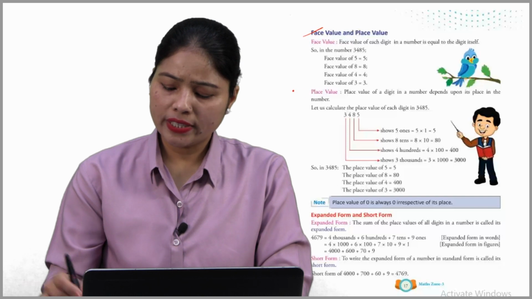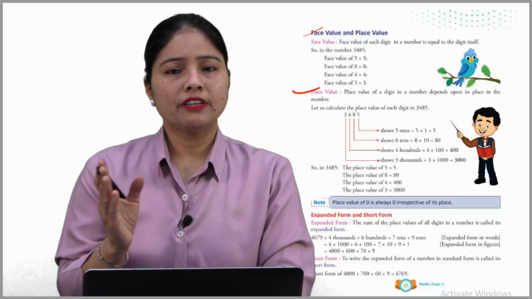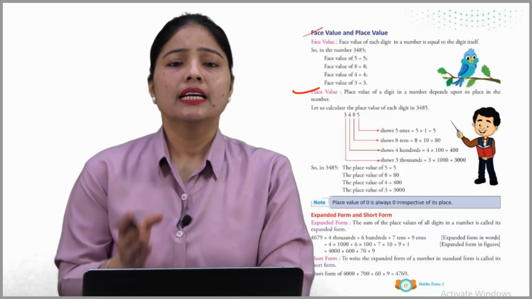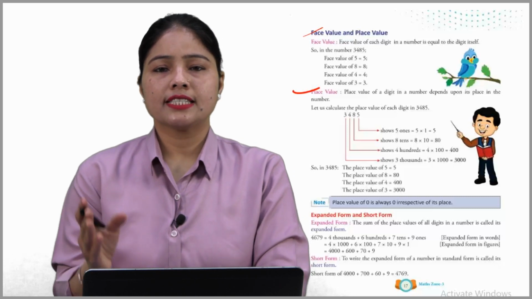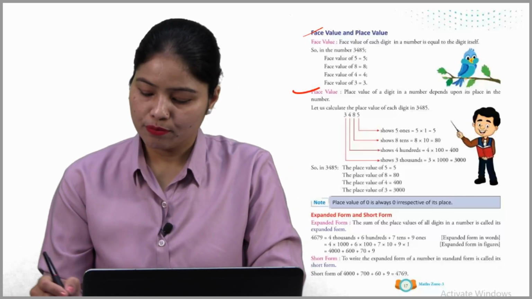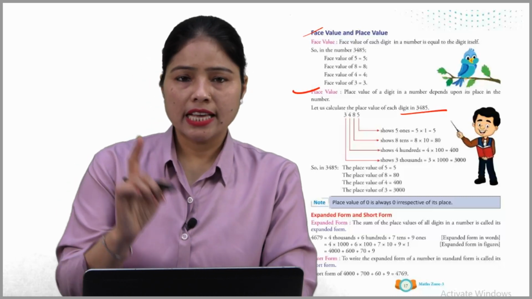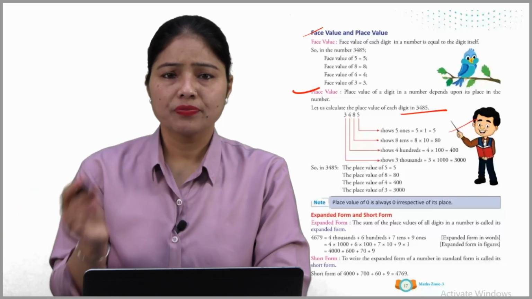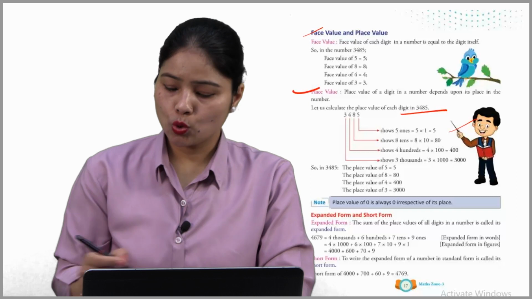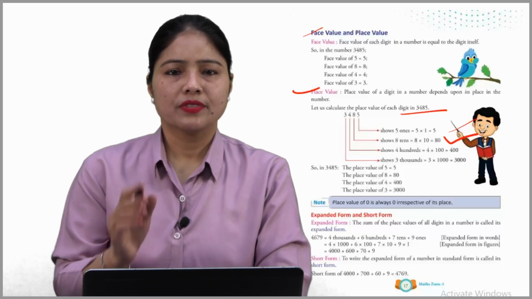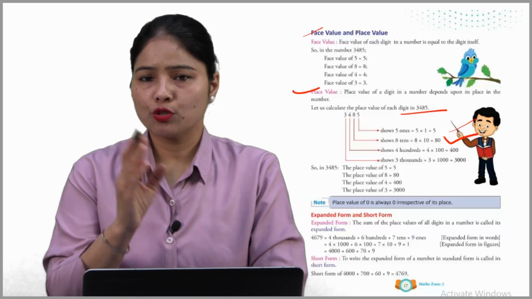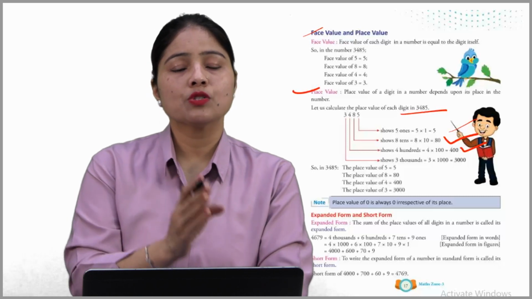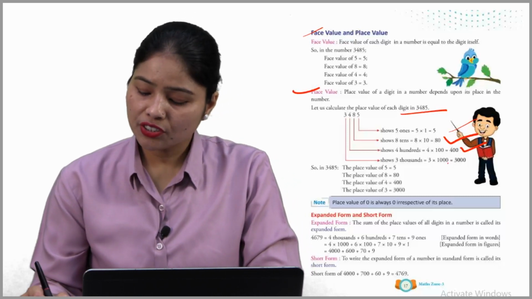Okay. Now what is place value? Place value of a digit in a number depends upon its place in the number. Okay, let's calculate the place value of each digit in 3485. So what is this place value? As we already know that 5 is at our 1's place. So what does 5 become? 5 remains 5. 8 is on our 10's place. So 8 becomes 80. Similarly 4 shows 400. So 4 into 100 is 400. And 3 shows 3000. So 3 multiplied by 1000, you will get 3000.